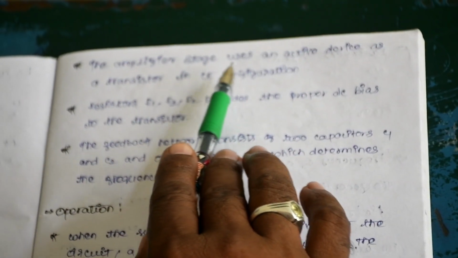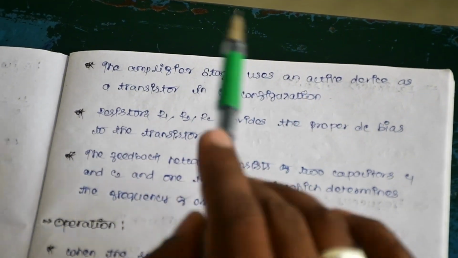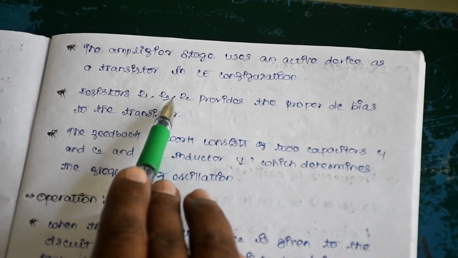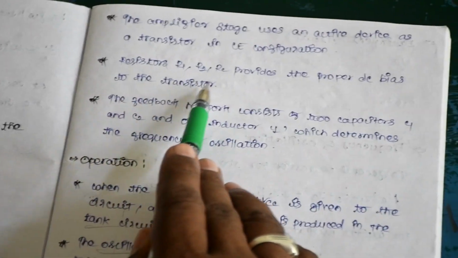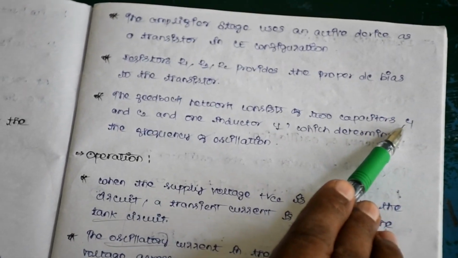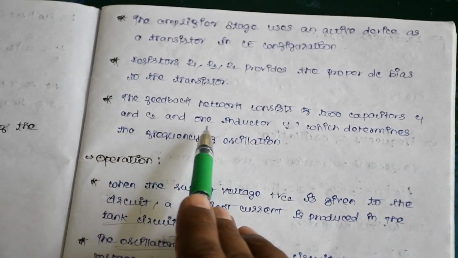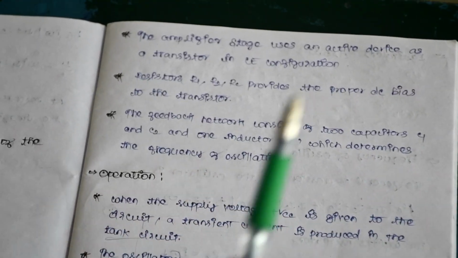The amplifier stage uses an active device, a transistor in CE configuration. Here we use the CE configuration, and resistors R1, R2, RC provide the proper DC bias to the transistor. The feedback network consists of two capacitors, C1 and C2, and one inductor L, which determines the frequency of oscillation.